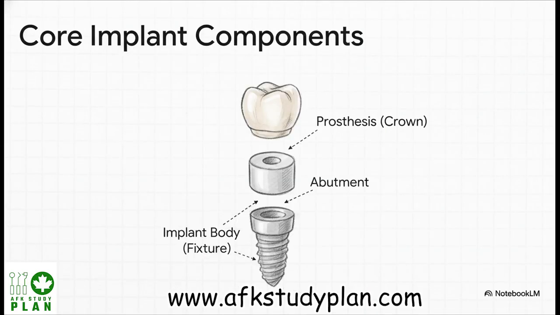So every implant system, no matter the brand, boils down to these three parts. You have the implant body or fixture, that's the part that goes into the bone. Then you have the abutment, which is like a connector piece. And finally, you have the prosthesis, the part you actually see, the crown or bridge that the implant supports.